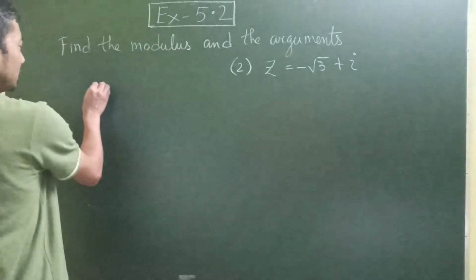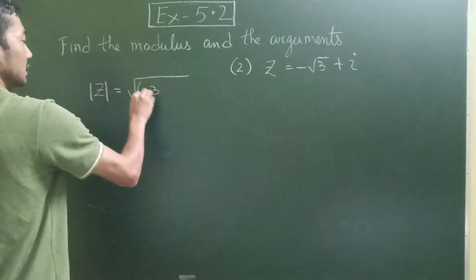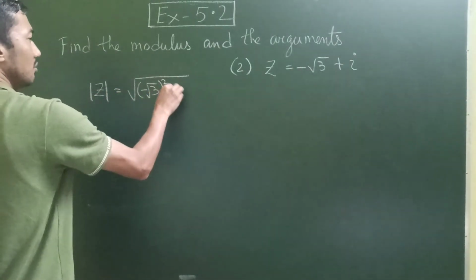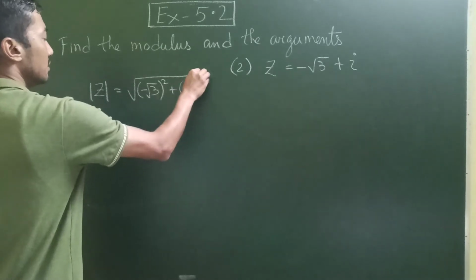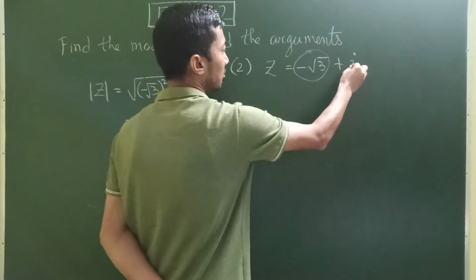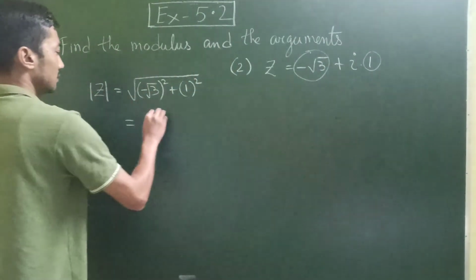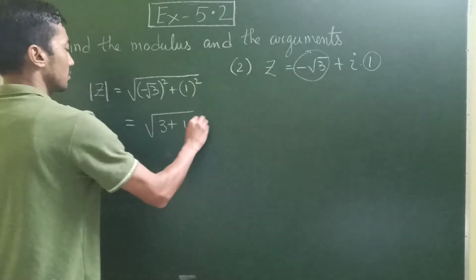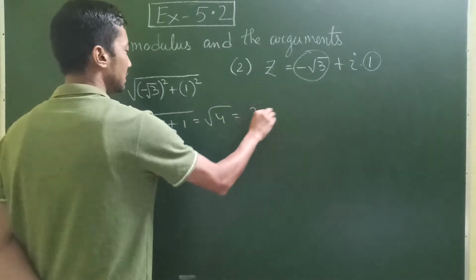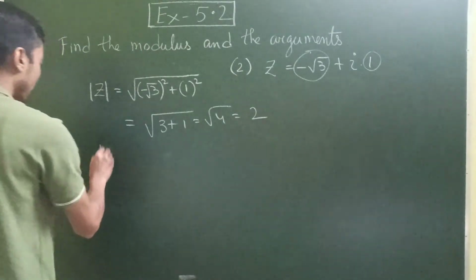Now number 2, let's find out the modulus first, that is the magnitude. That is the root of the sum of the squares of the imaginary and the real parts. Imaginary part is minus root 3, real part is 1, so that will be 1. So that's again going to be 3 plus 1, that is 4, and the root is 2. Almost the same as the last question.